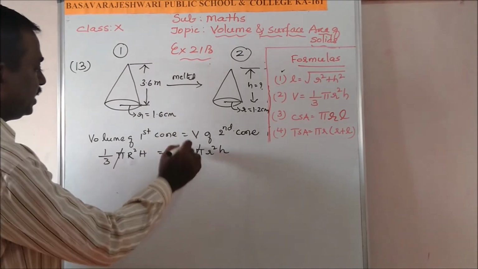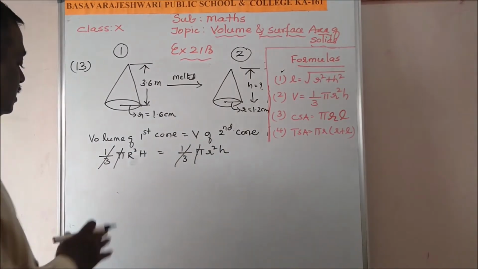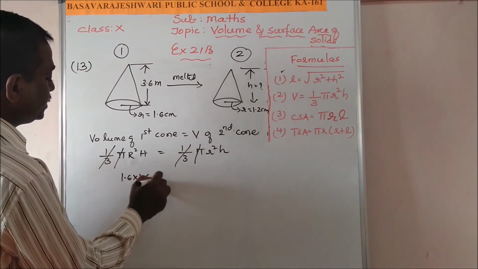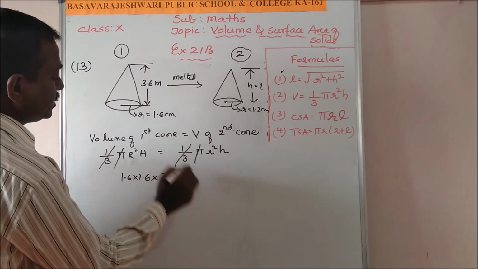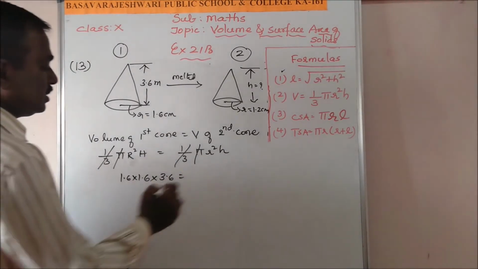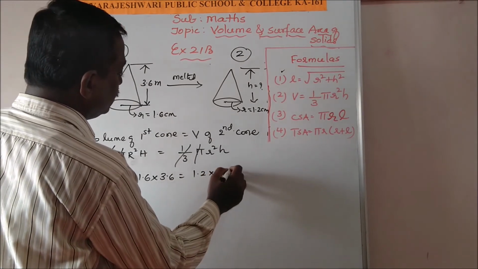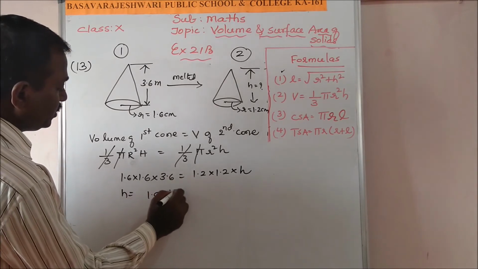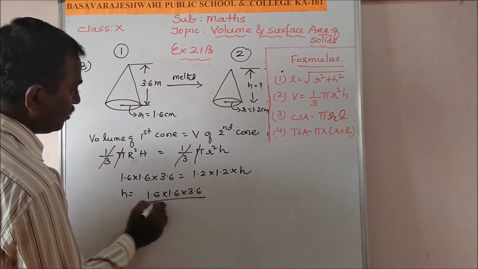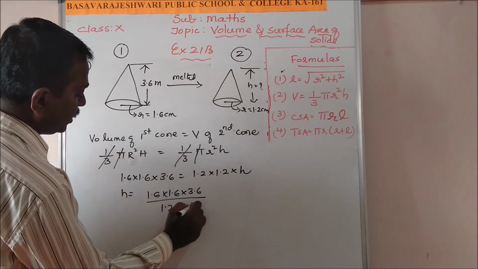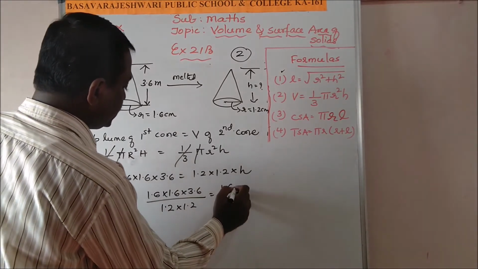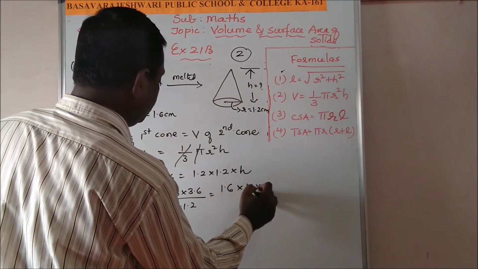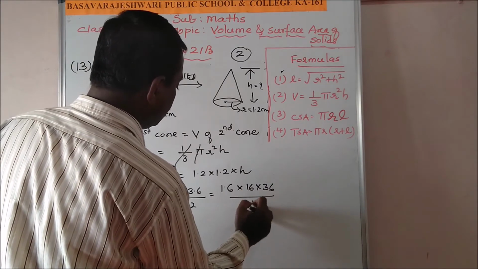So here 1 by 3 pi obviously cancels. Now what remains? R is 1.6, so 1.6 into 1.6 into H is 3.6, is equal to r is 1.2 into 1.2 into h. So therefore h is equal to 1.6 into 1.6 into 3.6 by 1.2 into 1.2. That is equal to 16 into 36 by 12 into 12.